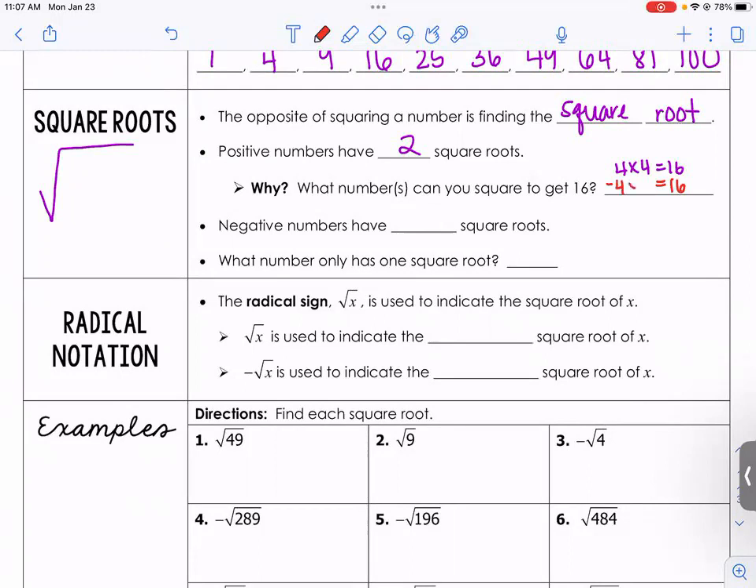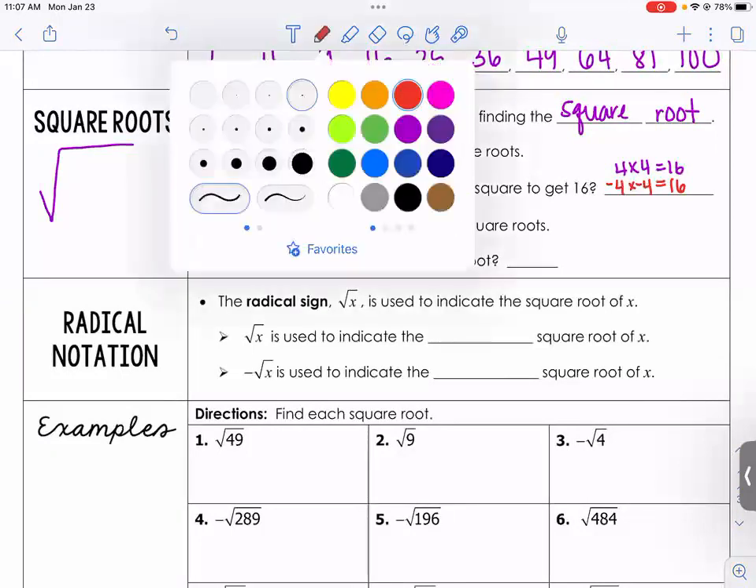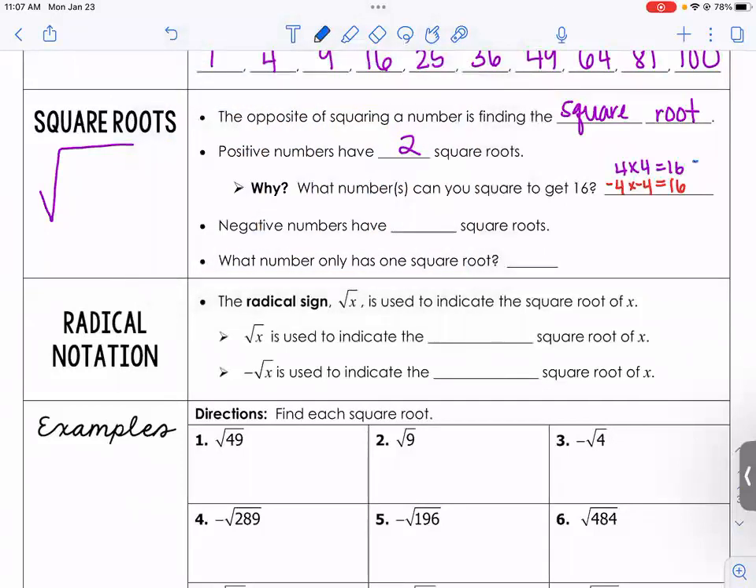What about -4 times -4? That's not negative 16. No, it's not. The negatives cancel each other out, so it's positive. So not only is 4 squared 16, but also -4 squared is 16. Okay.